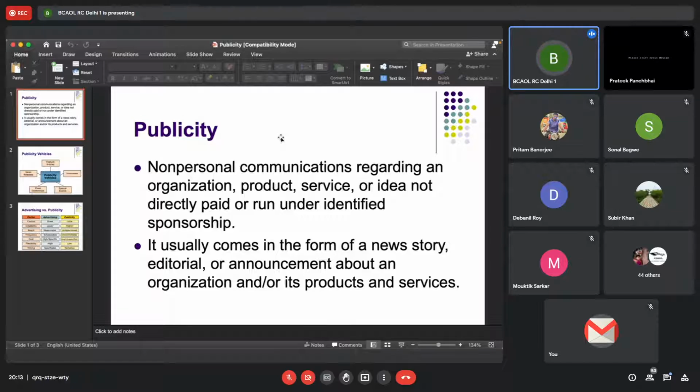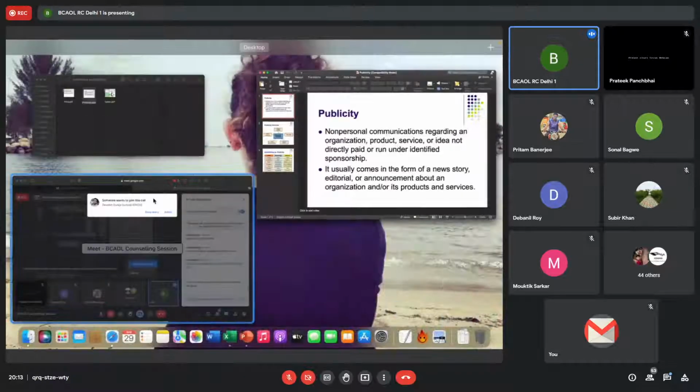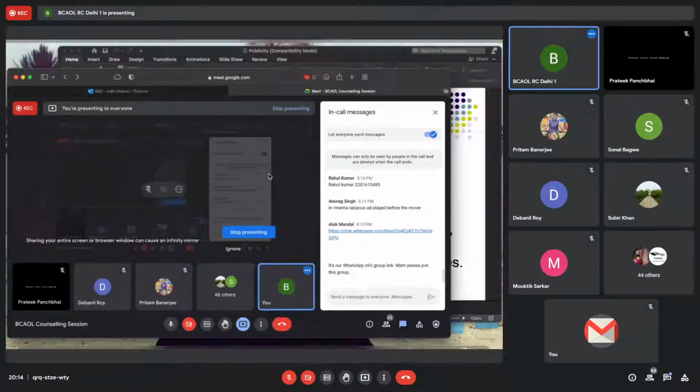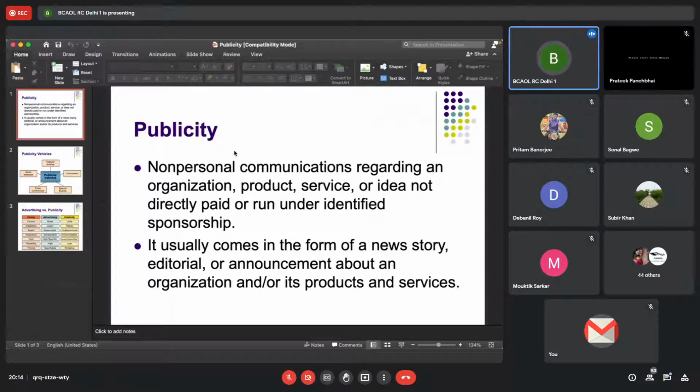It's a non-personal communication again, similarly like your advertisement. It is not directed to one person. It is directed to a lot of people. Again, identified sponsor, and not paid. It is not paid. Your advertisement is paid for. Publicity is not paid.